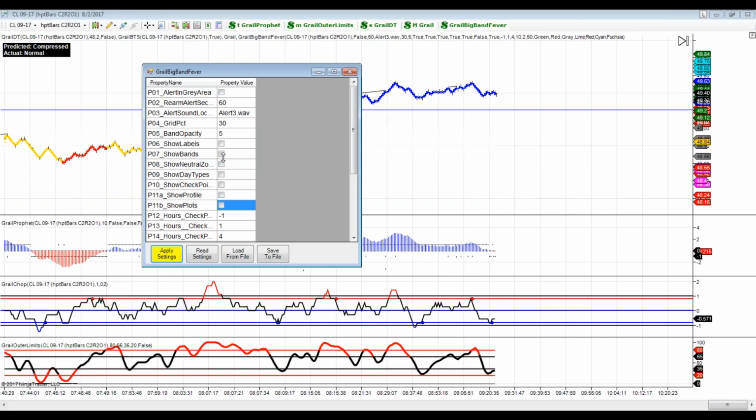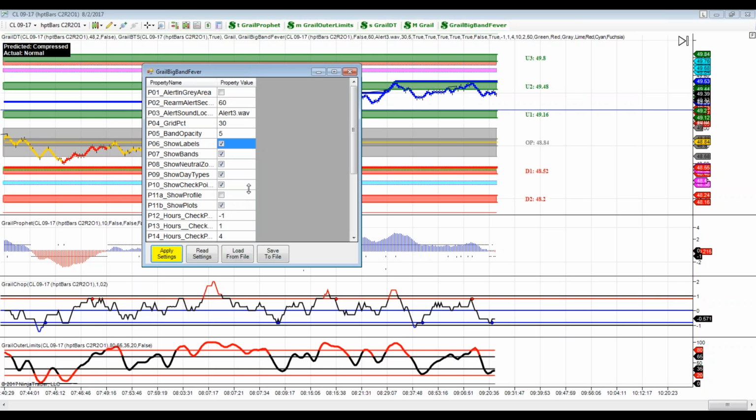I'm going to come back. I'm going to do the bands. I'm going to do our gray area. I'm going to do our day types, show plots, show labels, and we're good to go.